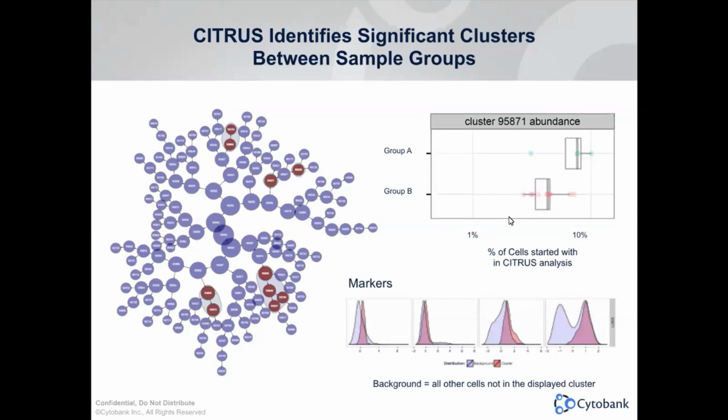So in this case, a cluster was identified as differing in abundance between those two groups. And then you can check the marker expression on this particular cluster to identify the phenotype.